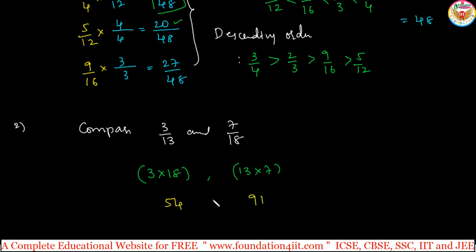We know 54 is less than 91, right? That means 3 by 13 is less than 7 by 18. Just cross multiply. Always remember, first fraction numerator into second fraction denominator should be in the first place, and the other two should be in the second place. 54 is less than 91, so 3 by 13 is less than 7 by 18. This is the method we can apply when they give two fractions to compare. And now let's see how to insert fractions in between two given fractions.